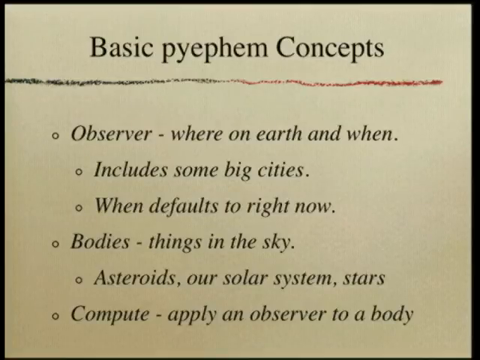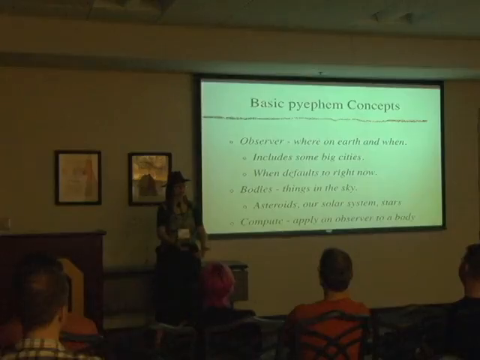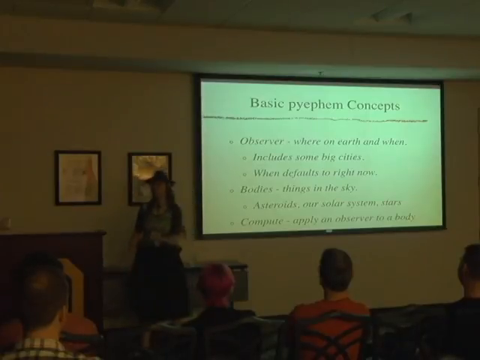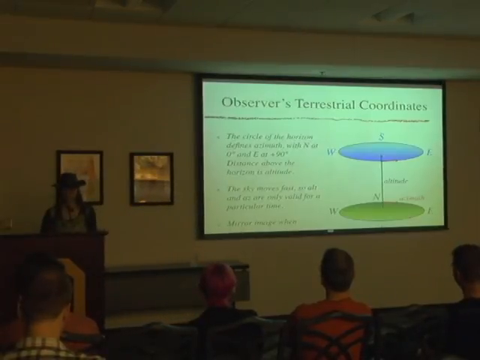And then you have bodies, and those are whatever's up in the sky. It can do asteroids, stuff in our solar system, a bunch of stars. And then you need to do compute steps, which is you take the body and you tell it where the observer is and you figure out how they're related. So that's the basic idea of what you do with PyEphem.